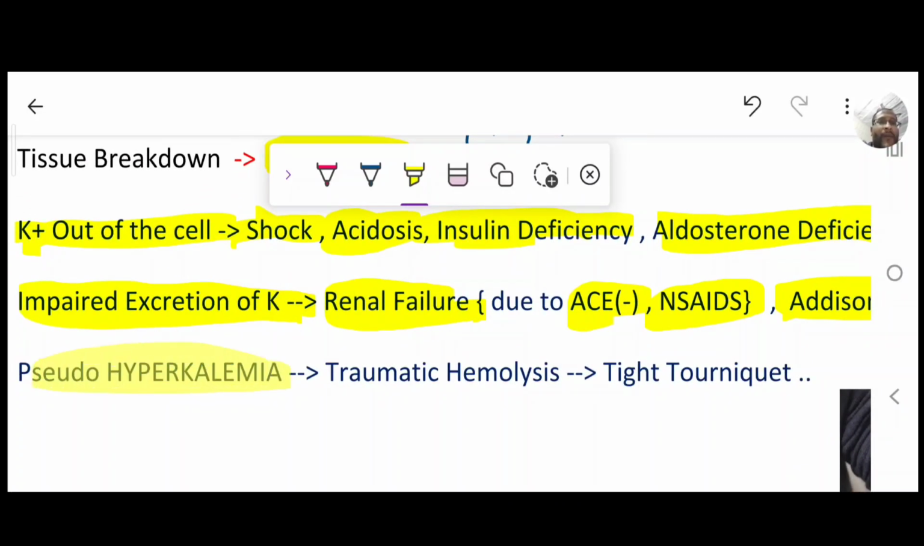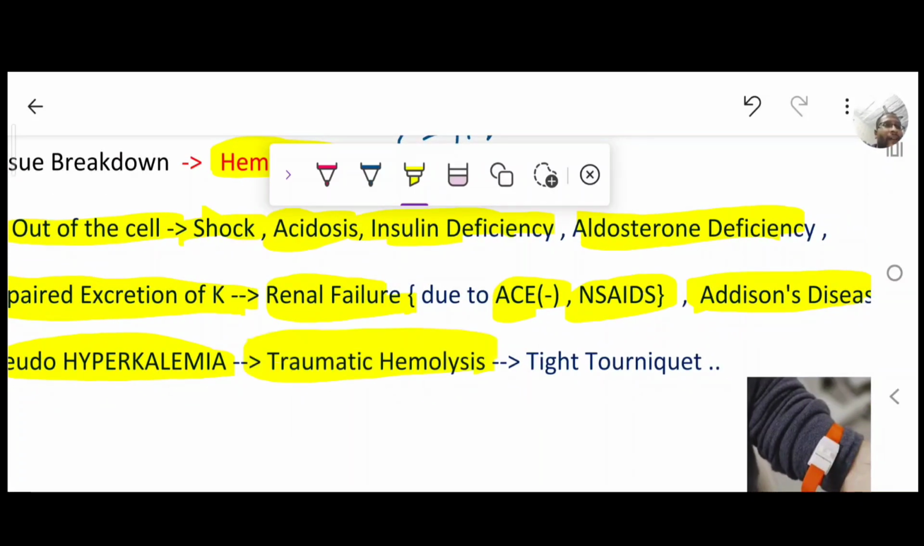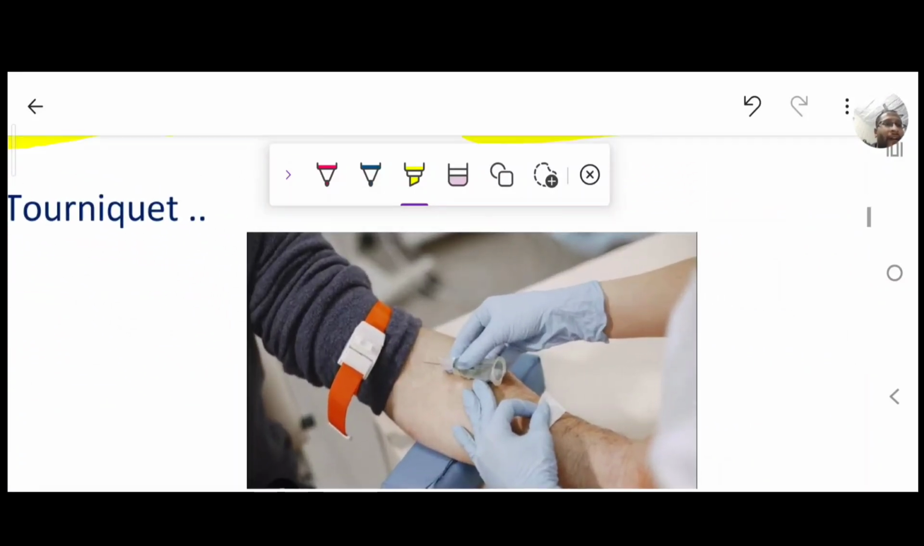Pseudohyperkalemia. What is pseudohyperkalemia? It is hyperkalemia because of traumatic hemolysis when we take the blood sample after the tying of the tourniquet, which causes hemolysis and therefore increases the serum potassium levels.